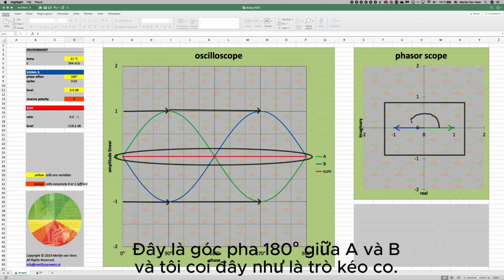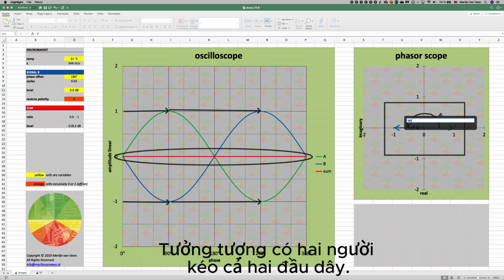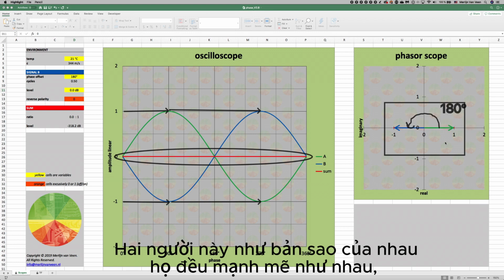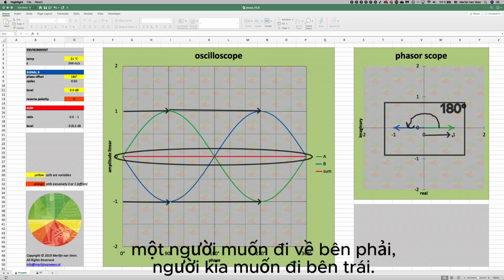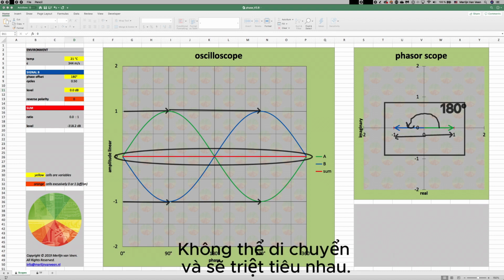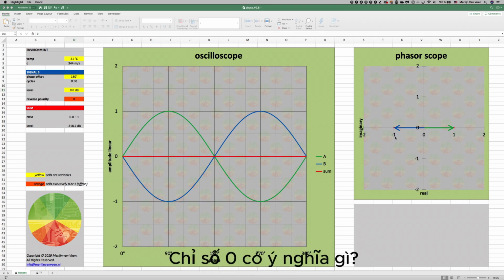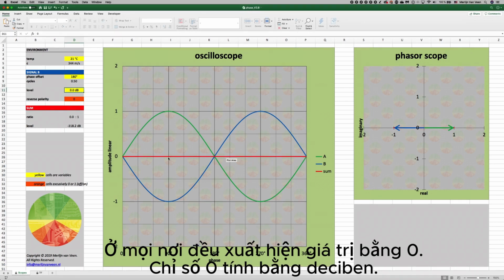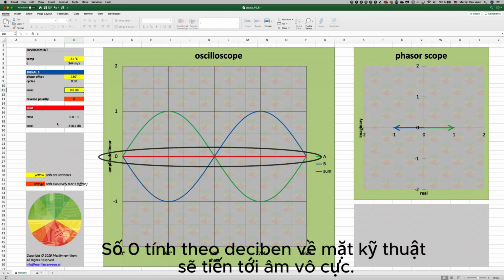This is now the 180 degree phase angle between A and B, and I call it the tug of war. I imagine two people pulling on both sides of a piece of rope. These people are clones of each other. They're equally strong, equally potent. One guy wants to go to the right, the other guy wants to go to the left. Nobody's going anywhere, and they cancel each other out. What does cancellation give us? 0, because everywhere we look we have a value of 0. What does 0 become in decibels? Well, 0 in decibels technically goes to -infinity.